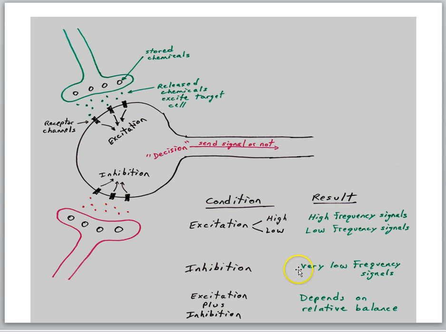If there's only inhibition, then you're going to get very low frequency signals because sometimes there are just sort of random signals that are generated in these living cells. And then, of course, here's the integration aspect of the target cell. If you have a combination of excitation plus inhibition, then the frequency of the output signal is going to depend on the relative balance between the excitation and inhibition.